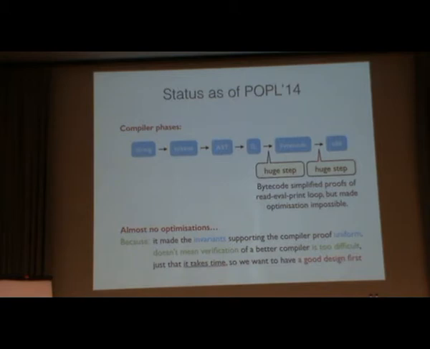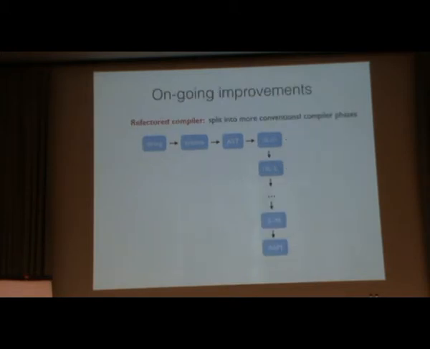And what we want to do now, we have this, but we want to have a better one. But before we embark on verifying a much better, more realistic compiler, we want to make sure we've understood enough to make it a good one. And maybe an extensible one, so that we can then extend it with more optimizations and so forth later. So what we're doing is we're trying to reorganize it into more conventional compiler phases.